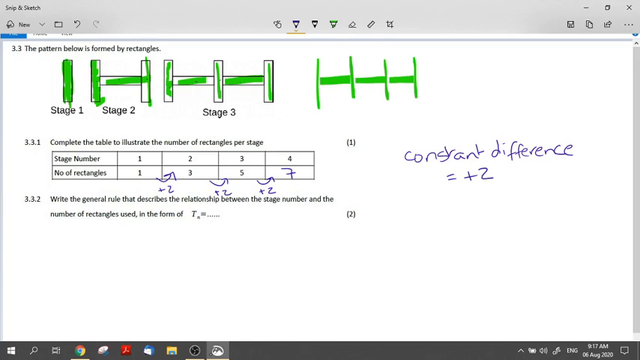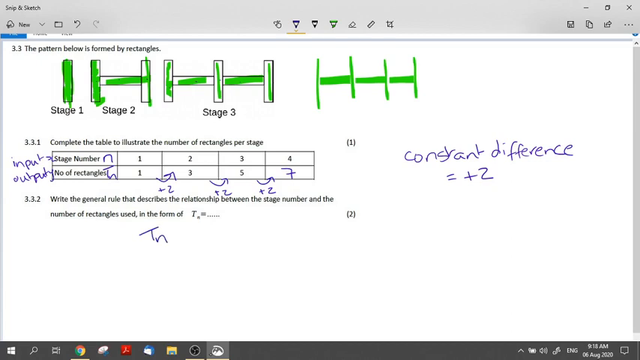Now it says to you, write the general rule that describes the relationship between the stage number and the number of rectangles used in the form Tn equals. So remember, this is what you have to remember with patterns. The stage number is usually called n, and the number of rectangles is Tn. If you like, you can think of these as input and output, and it becomes equations with the form x and y. But for now, we just want to find the rule.